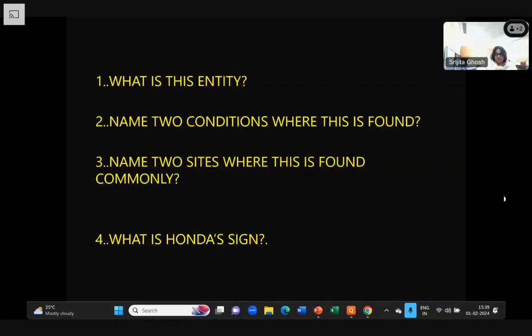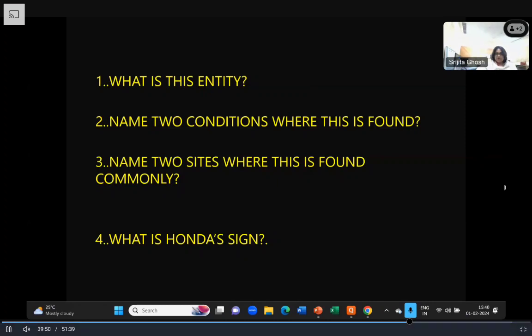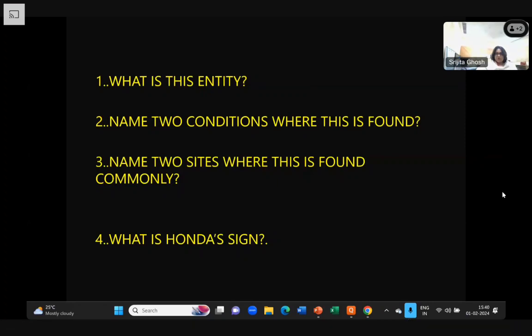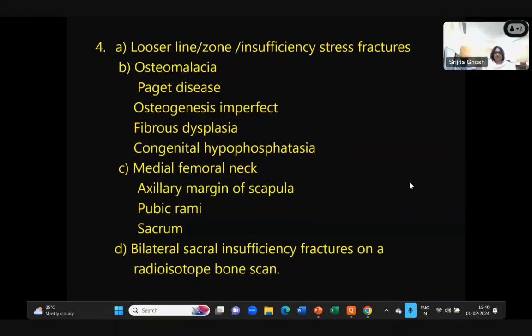Name 2 conditions. Name 2 sites. People are putting in all the, everybody is very good at radiograph, plain radiograph. Finally, what is Honda's sign? Someone write it. Honda's sign, yes. Not only sacral insufficiency fracture, but bilateral sacral insufficiency fracture.